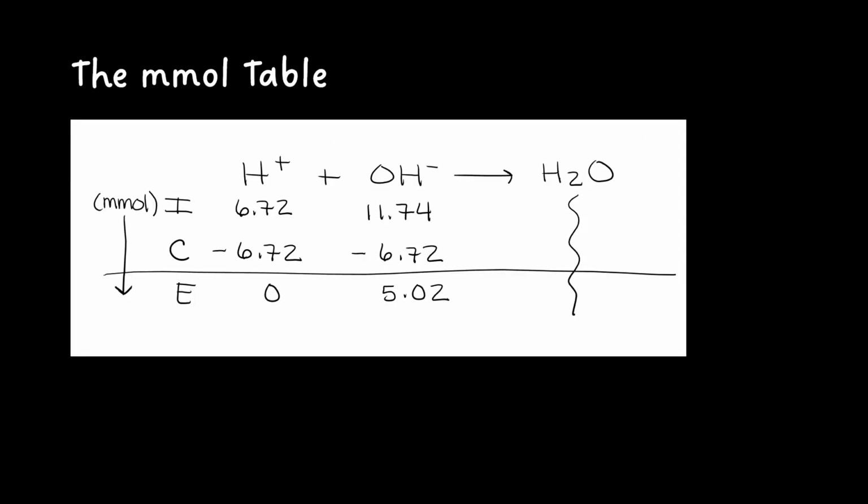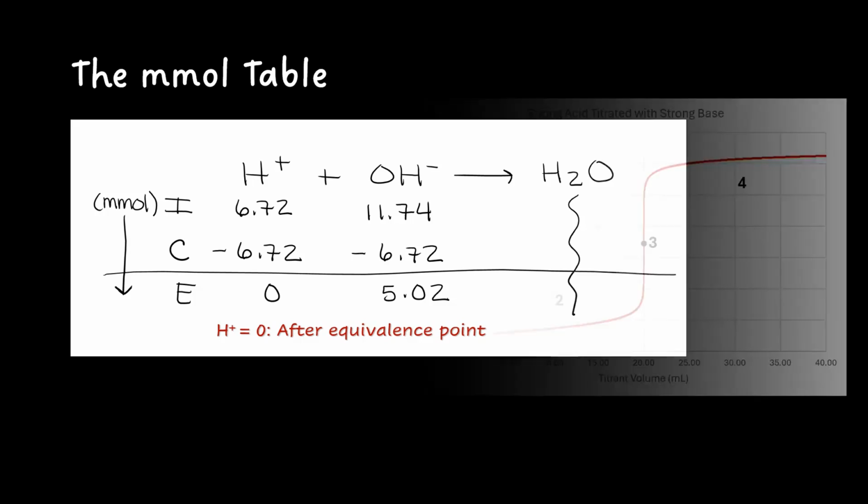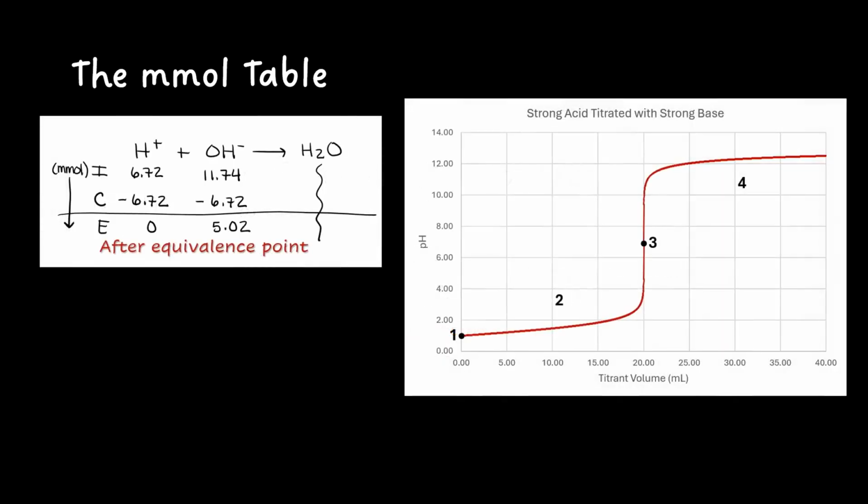So this titration is somewhere in region 2. And our last example shows that the original acid is fully reacted because it goes to 0. However, there is excess hydroxide remaining. So here, we are after the equivalence point. There is no H+ left to react with the hydroxide, so the hydroxide begins to accumulate. This situation puts us in region 4.